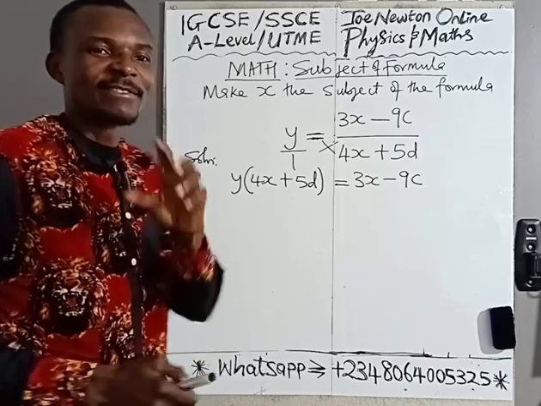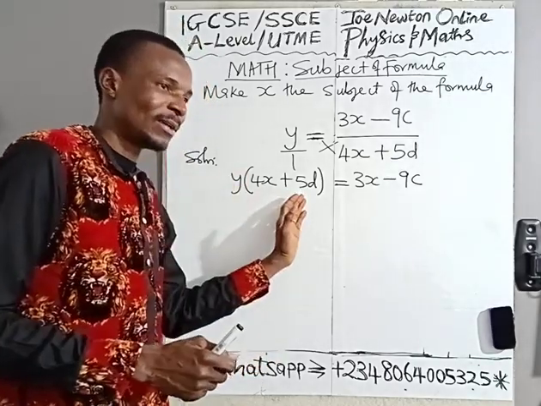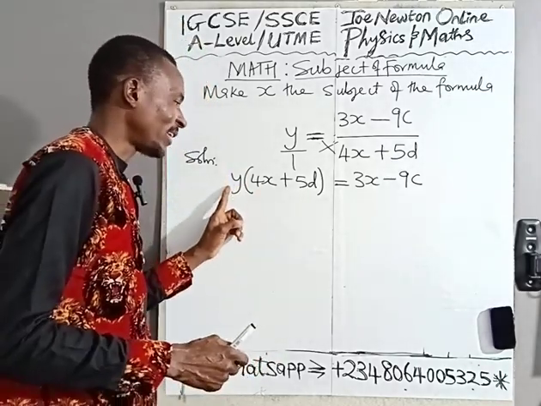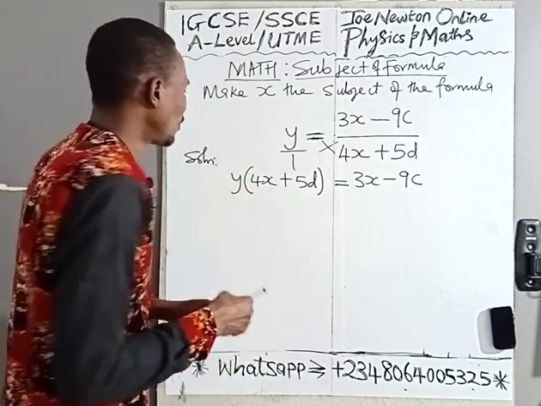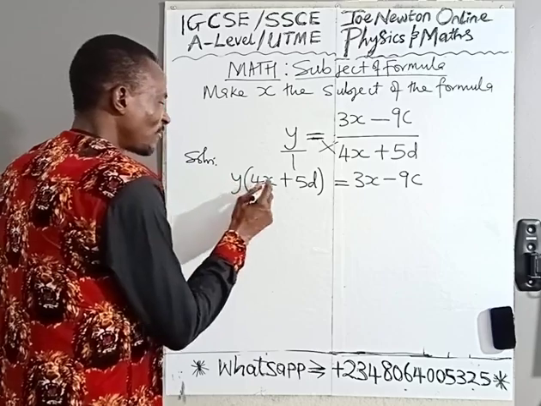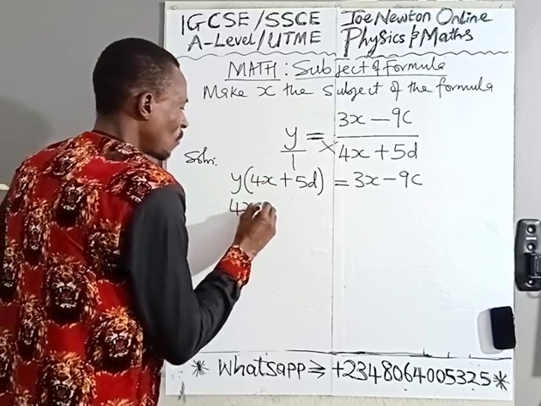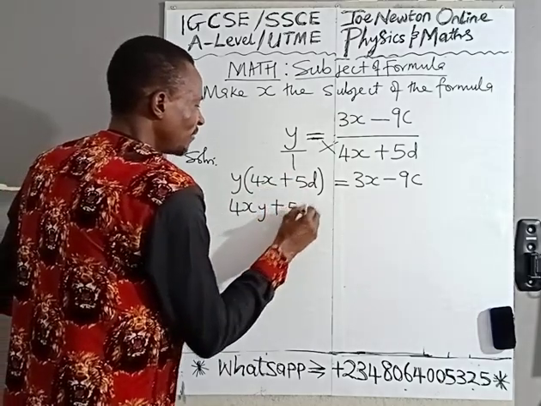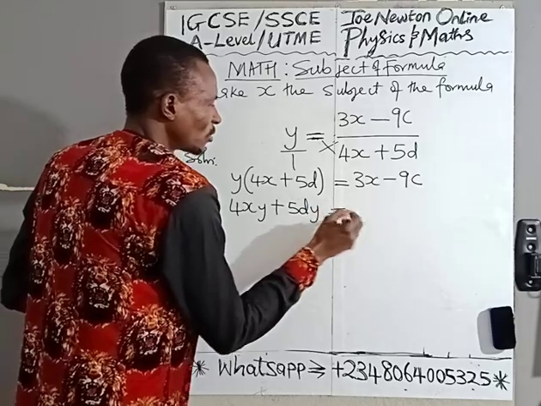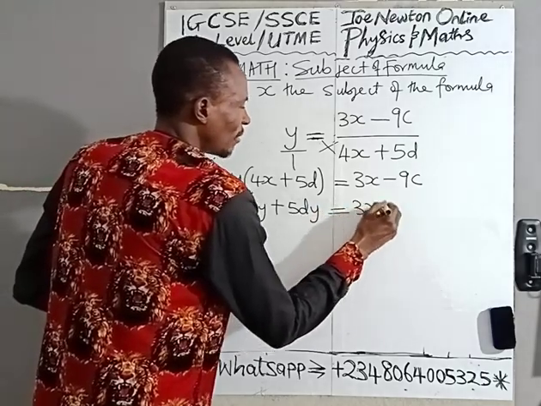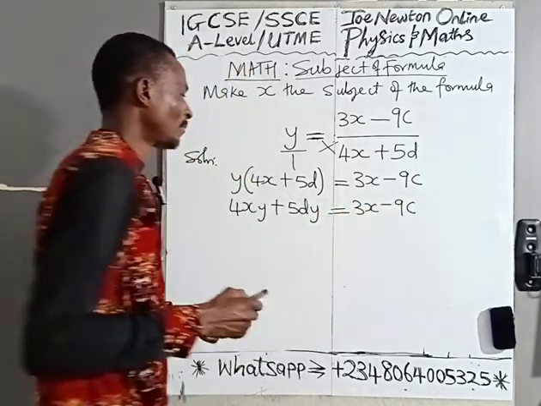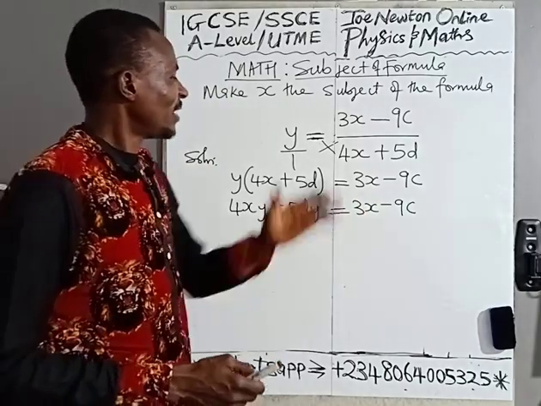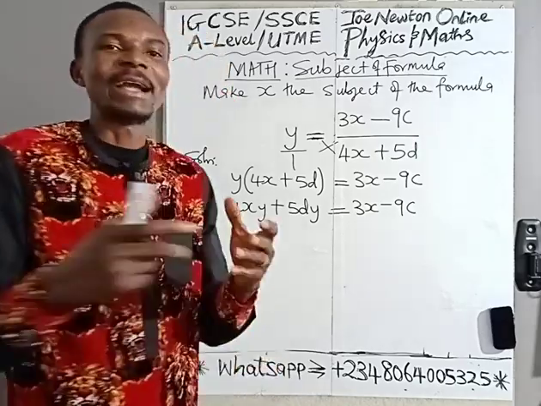Good. The next step is to open brackets. What does it mean? Use what is outside to multiply everything inside. So y times 4x, we have 4xy, plus y times 5d, you have 5dy, equal to 3x minus 9c still. Good. Then the next thing we are going to do now is to collect like terms.